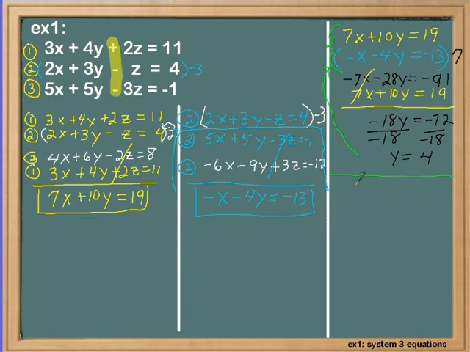So I'm going to say negative x minus 4 parentheses equals negative 13. Remember, parentheses, parentheses. We put our subs in parentheses. There I go. I got a negative 16. I'm going to add that to both sides. And I get a negative x equals a positive 3. X equals negative 3.